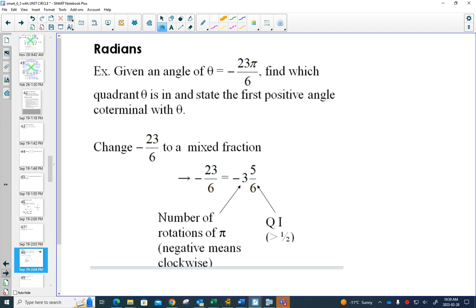So here's our unit circle. You're starting at 0. Halfway around is pi. A quarter of the way is pi over 2. 3/4 is 3 pi over 2. And all the way around is 2 pi.